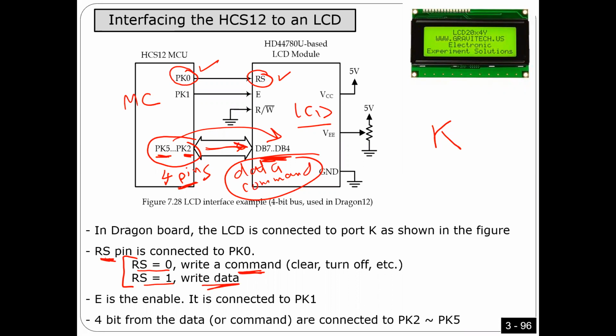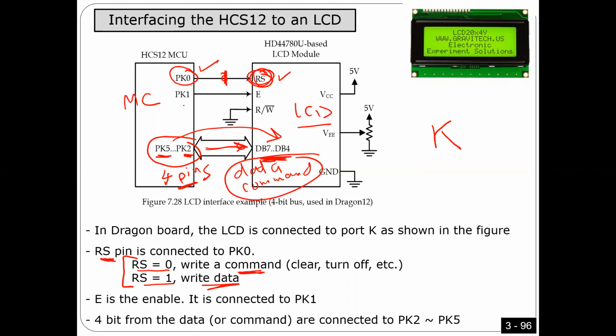So what I'm saying is, the microcontroller can send a command or data to the LCD, and in order to tell the LCD whether what I'm sending is data or command, all you have to do is use this one pin. If you put 0, it means I'm sending a command. If you put 1, it means I'm sending data, okay?